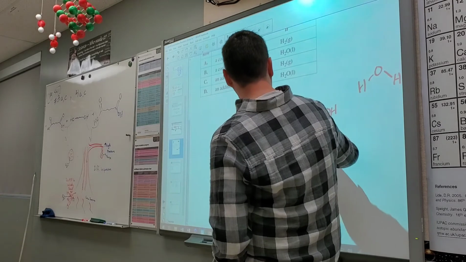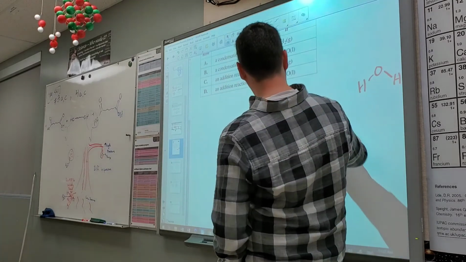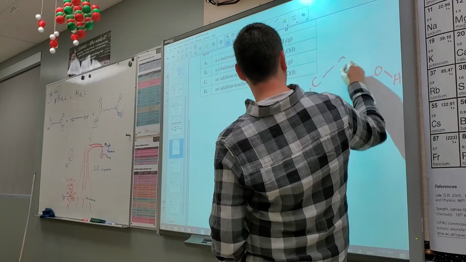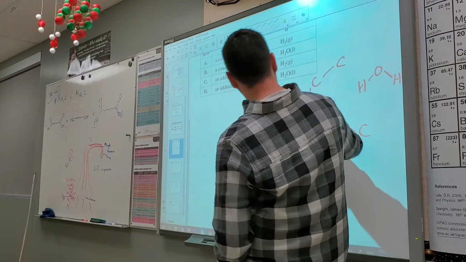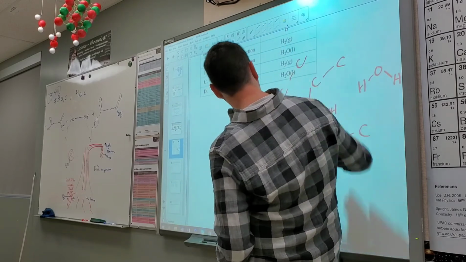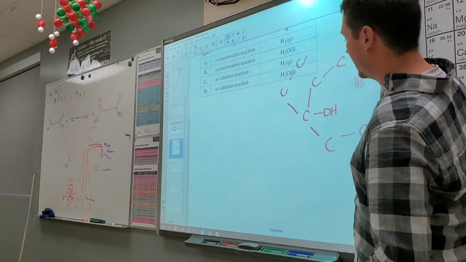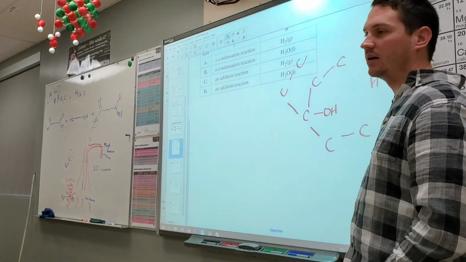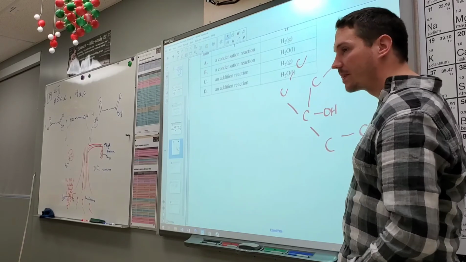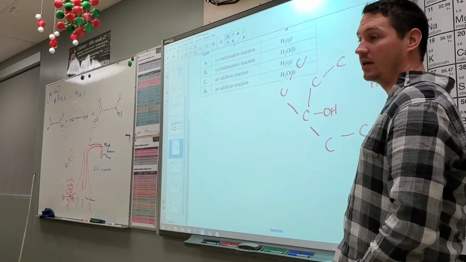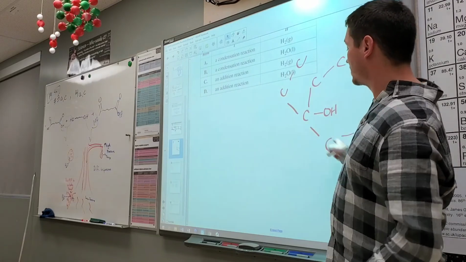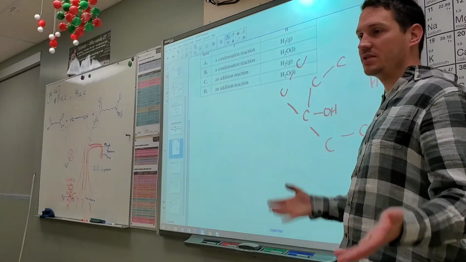But if I have a carbon, do you know what I mean? How much easier is it for the water to get in here? It's not. But that will have a higher boiling point. Yeah, much higher boiling point, because it's got so much more London forces.